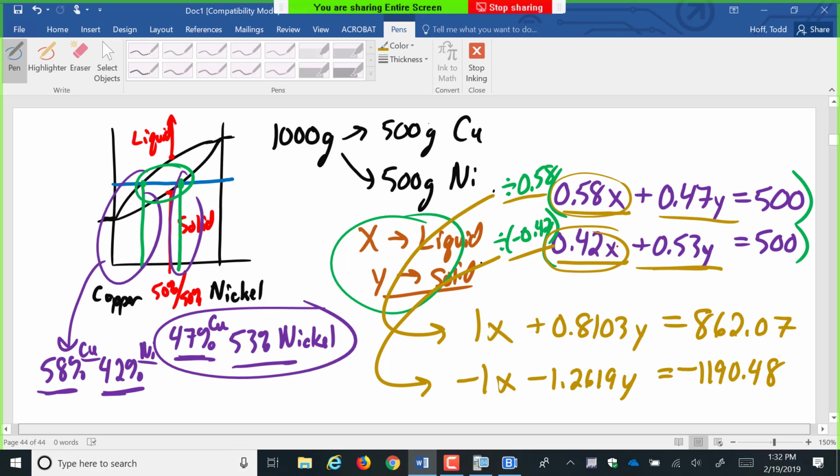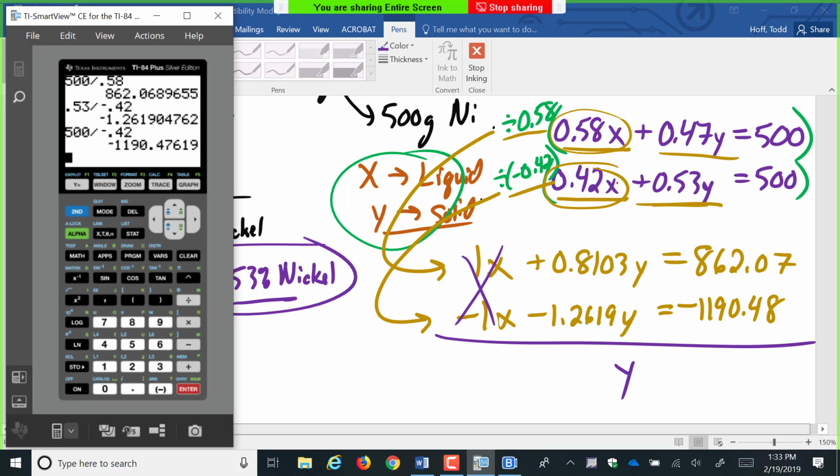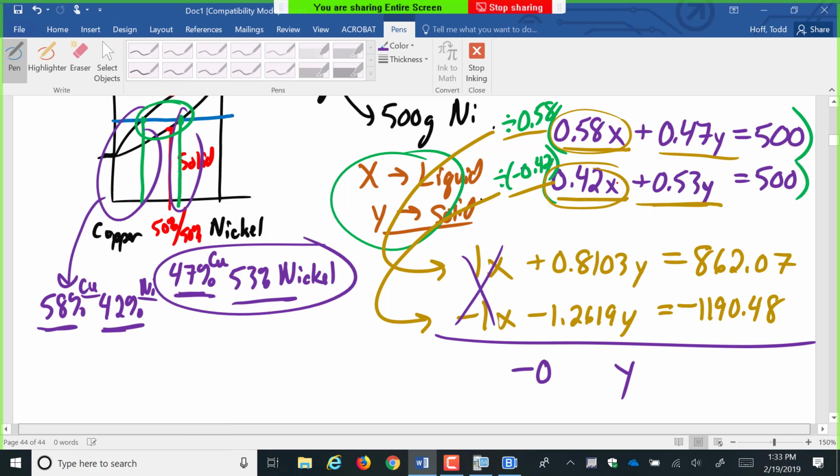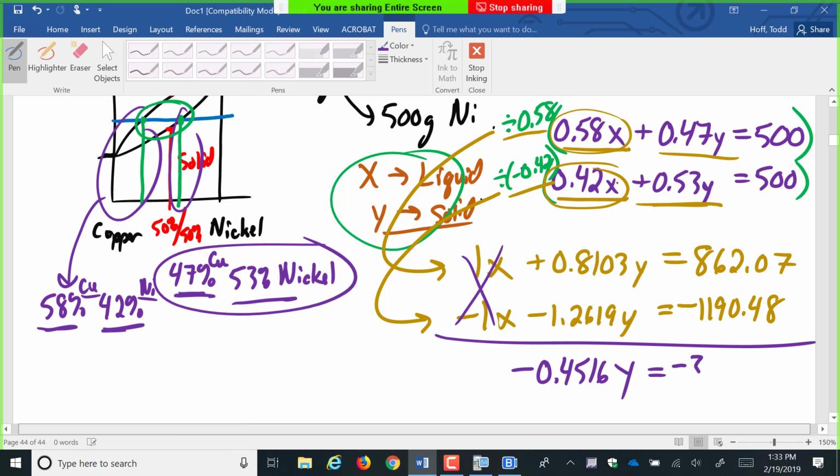And now I can do the addition. Notice the X's disappear. For the Y's, 0.8103 plus a negative 1.2619 is negative 0.4516. And 862.07 plus a negative 1190.48 is negative 328.41.